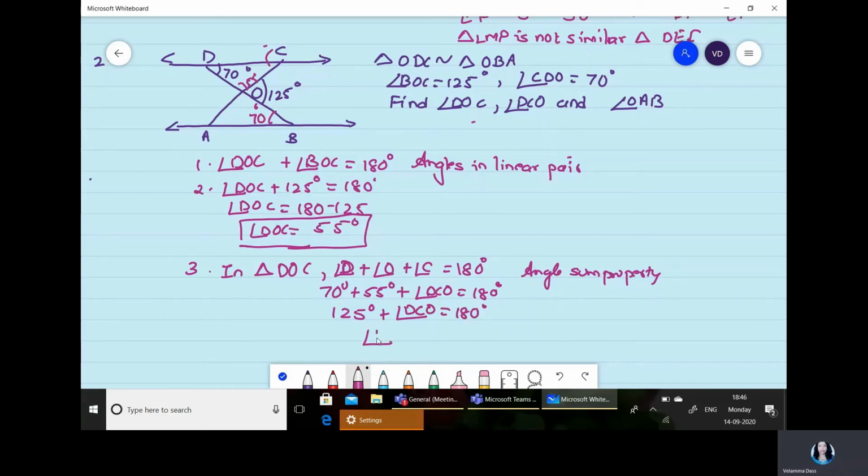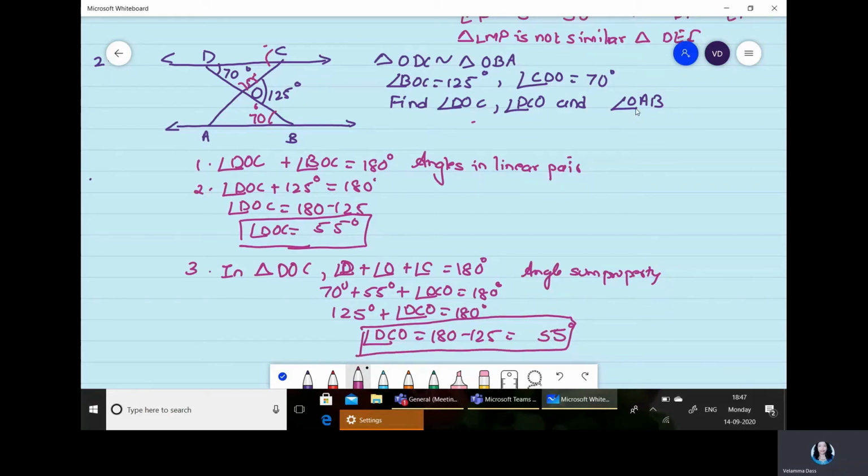So angle DCO equals 180 minus 125. So we will get 55 degrees. So the second sub-question answer also we found out, that is angle DCO equal to 55 degrees.